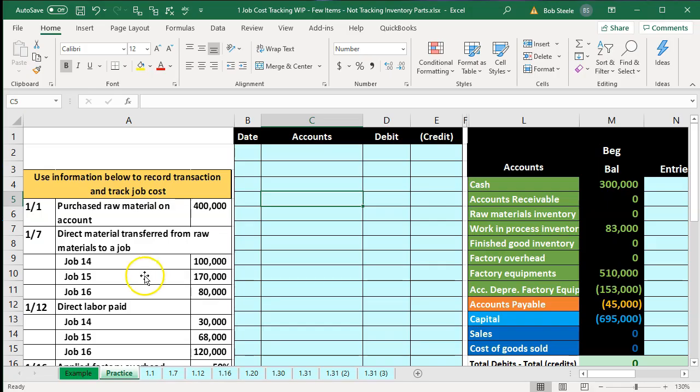Here is our Excel worksheet. We're currently in the Practice tab. The Completed tab is in the Example tab. We're going to be on the Practice tab. You do have access to this Excel sheet and you can follow along as we go.